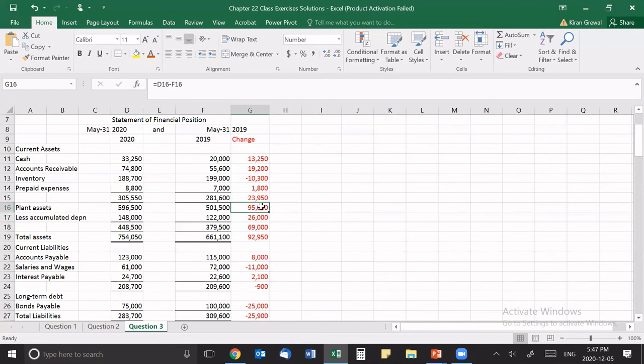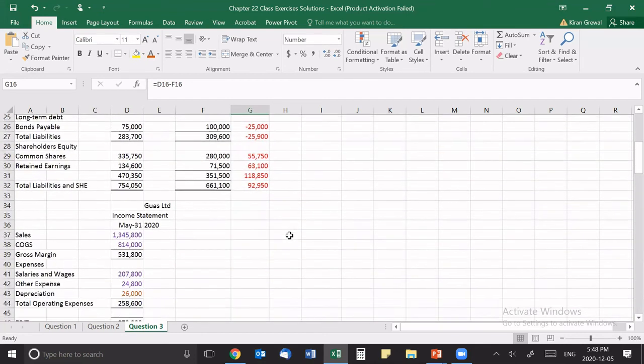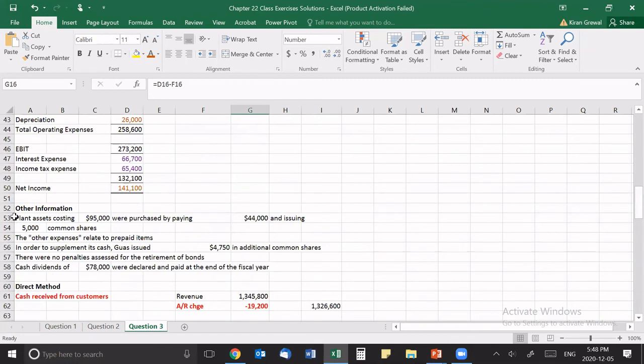So don't just assume that this means that they bought an asset for $95,000 of cash, and that means we are going to adjust this and say deduct 95,000 because they paid cash on that. You really have to look at the notes before you make that assumption. Here it says plant assets costing 95,000 were purchased by paying $44,000. So they paid $44,000 of cash, and they issued 5,000 common shares. So they only paid $44,000 in cash there.